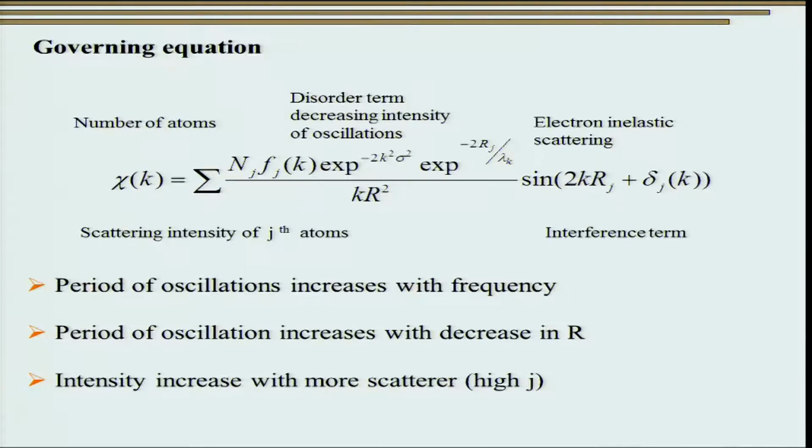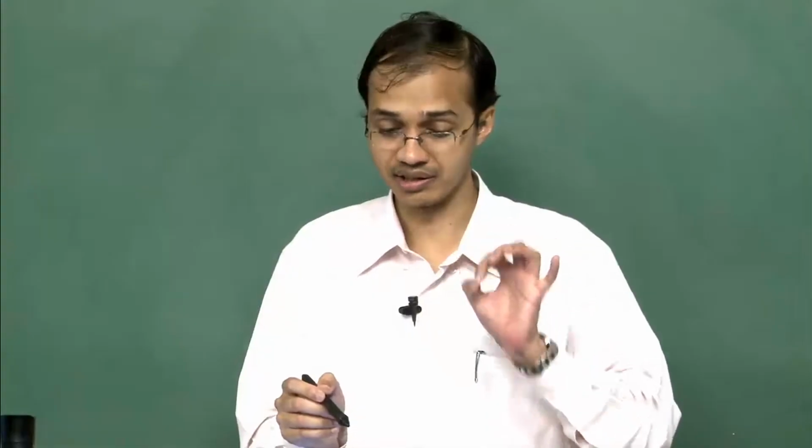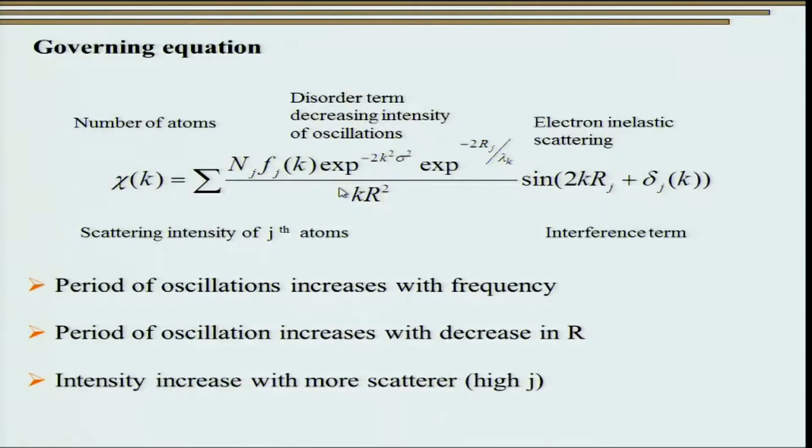However, a very simple governing equation is given over here. Here you see chi of k is essentially a summation over j, where n is the number of atoms which are surrounding a particular atom or element under consideration. The f_j(k) exponential of minus 2k square sigma square is essentially the disorder term which decreases in intensity with the number of oscillations, and there is an electron inelastic scattering term. Here we have a scattering term which essentially comes from elastic scattering, and here we have the inelastic scattering term which actually determines the interference.